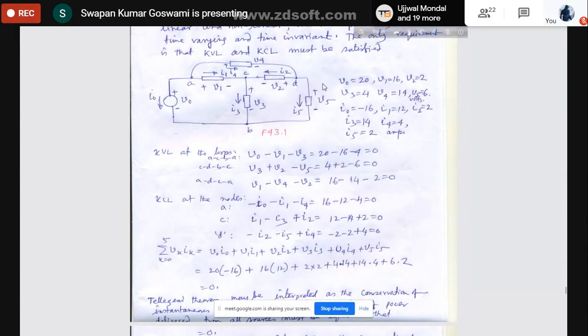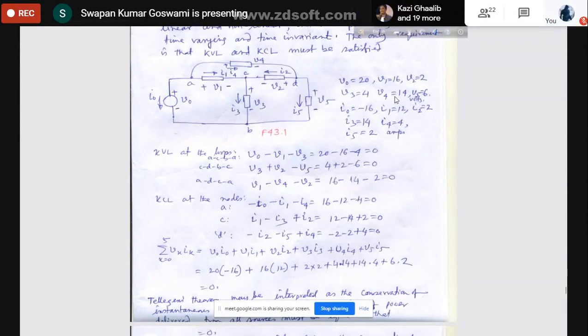As if 6 elements are connected, 6 branches are there in the circuit, and the values of voltage and currents are given here. V0 means this source value is given, with this terminal positive and this terminal negative, voltage is 20. V1 is this voltage with this terminal positive and this terminal negative, it is 16 volt. V2 is across the 2 ohm, with this terminal positive and this terminal negative. This is the direction of current flow. Current will flow from higher to lower potential, positive to negative terminal. Here also, current is flowing from positive to negative terminal.